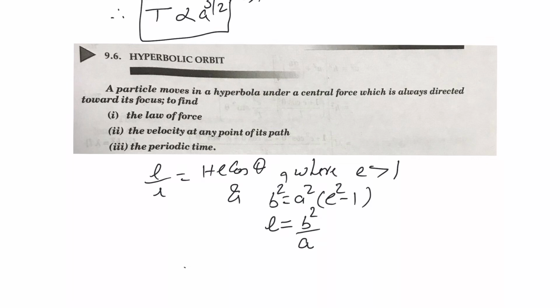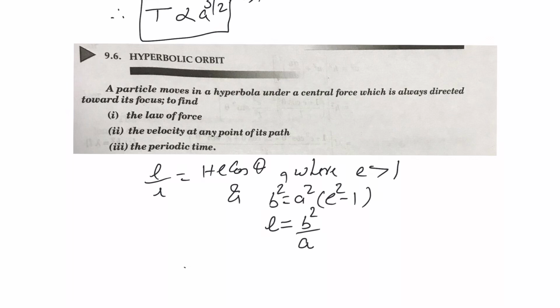So I am leaving it up to you as an exercise to calculate all three parameters: law of force, velocity at any point of its path, and periodic time. This is the equation of the hyperbola. Here e is greater than 1, and e square minus 1 is used. In the ellipse case it was 1 minus e square.